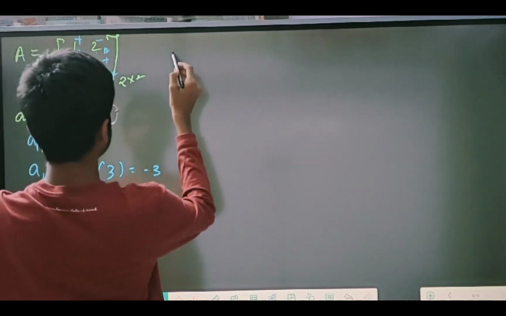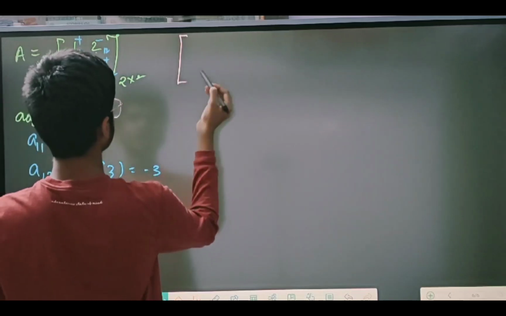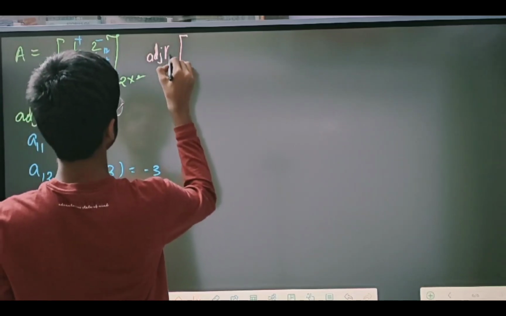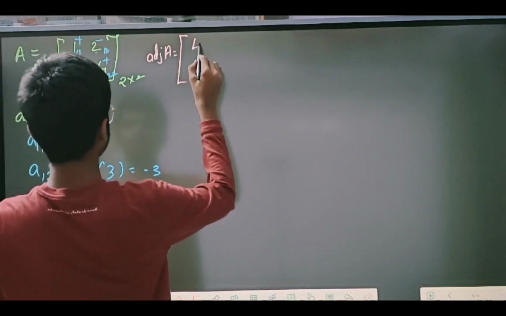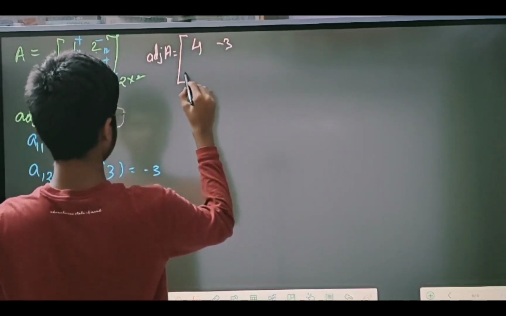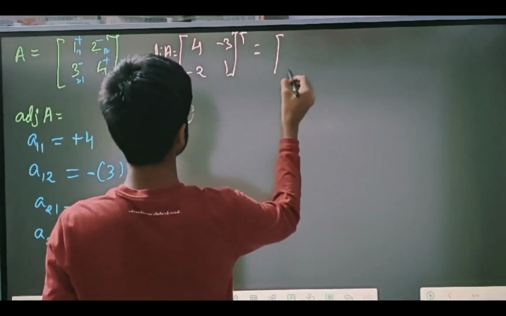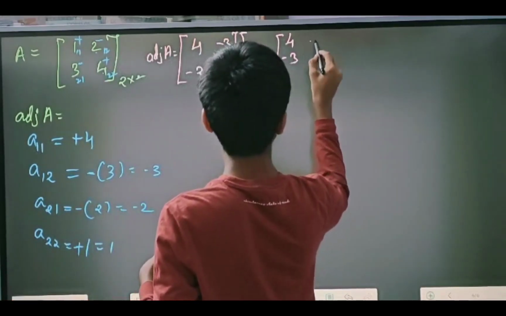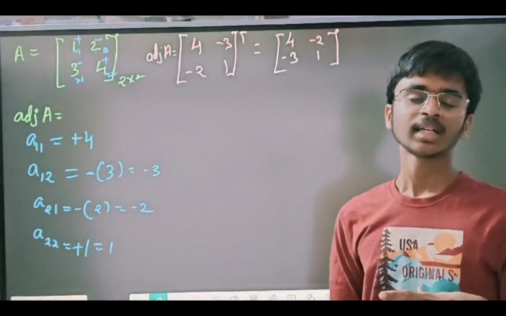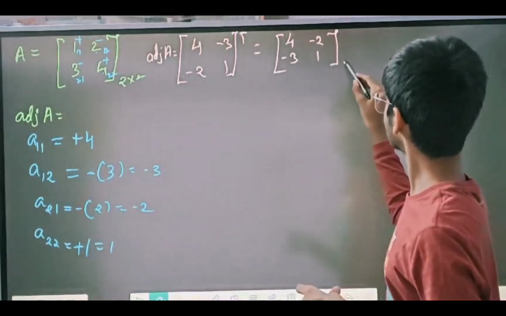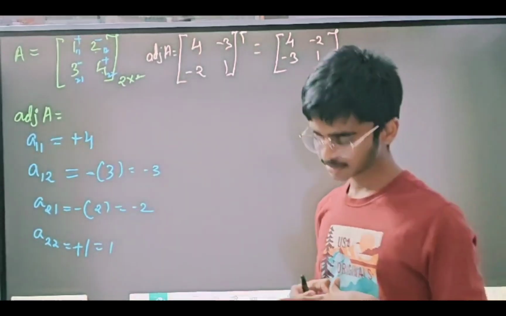Okay. So if I put it here, adjoint of A is equal to... Now just put their values in their respective positions: 4, minus 3, minus 2, and 1. Now transpose it, which means 4, minus 3, minus 2, 1. This is what it actually means.